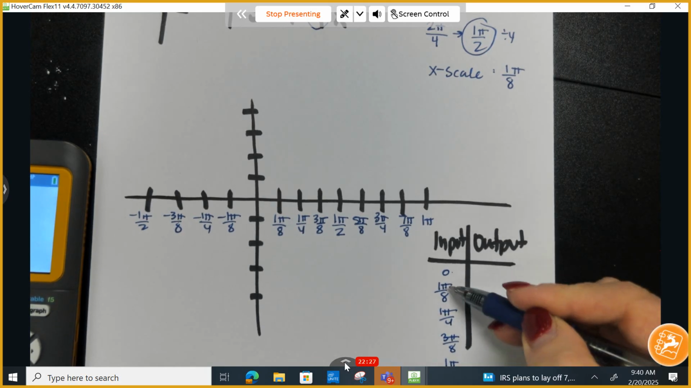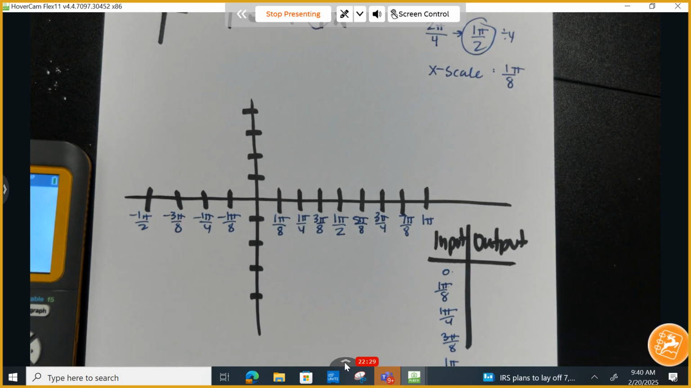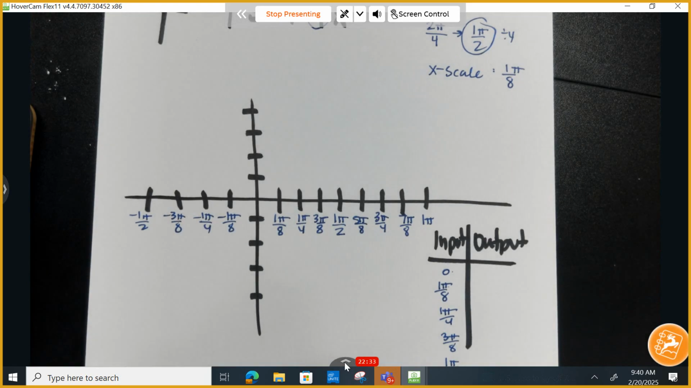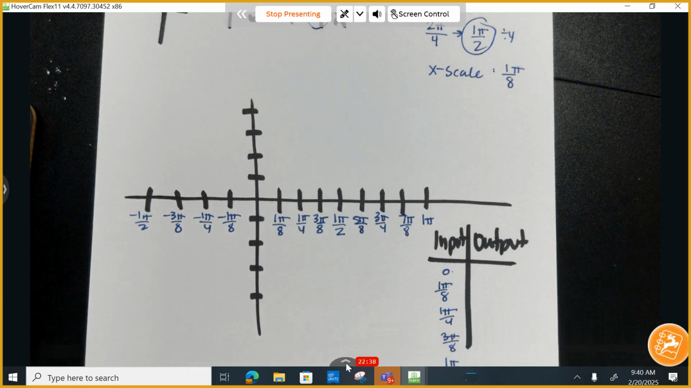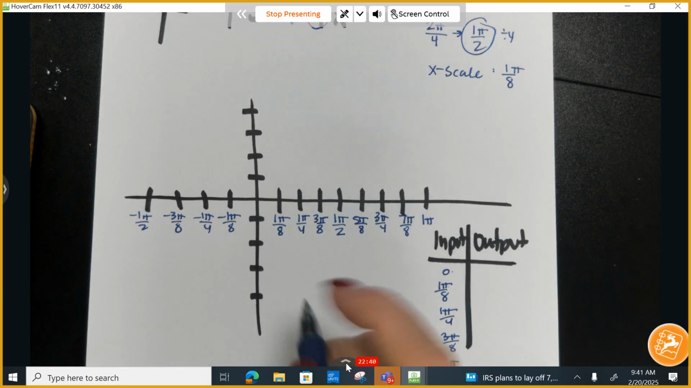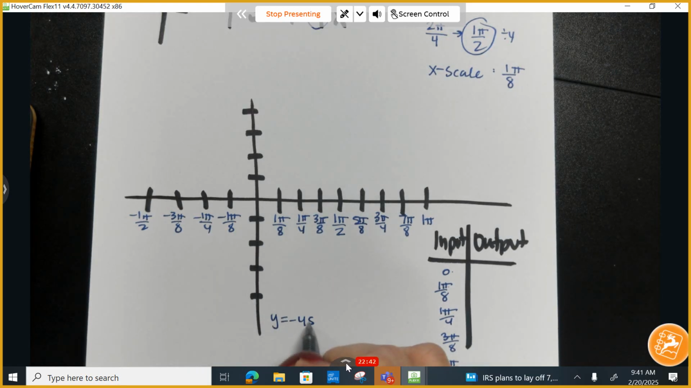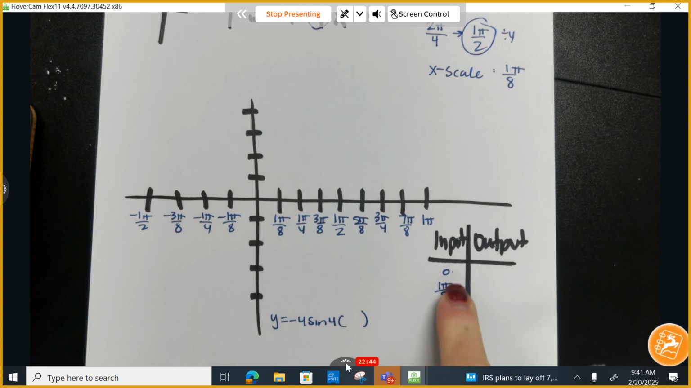So steps 0, 1, 2, 3, and 4. I'm only going to do the first 2. Let's get started. You ready? You are not graphing. You're just helping me with step 1 and step 2. I'm going to write the function. y equals -4 sine of 4, and I'm not going to put an x, and I'm going to put in now the input value of 0.